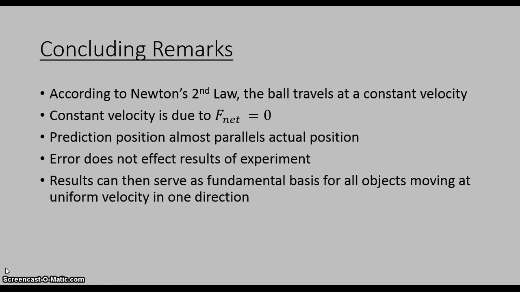In addition, the aforementioned error in the orientation of the axis did not largely affect the experiment, and as a result allows this experiment to serve as an example of all objects which travel in one direction at a uniform velocity.